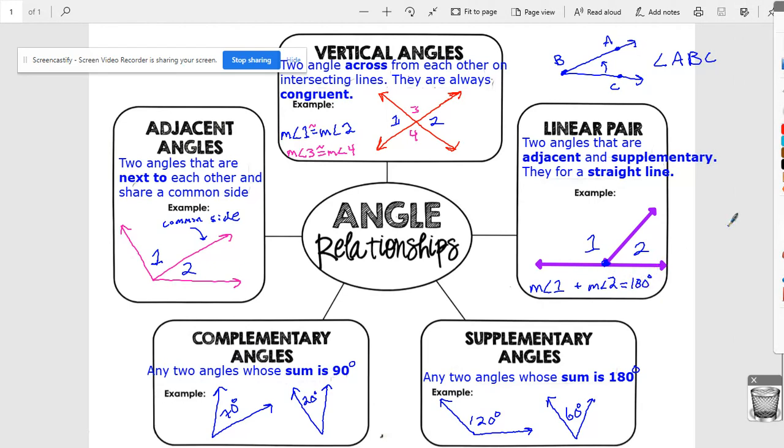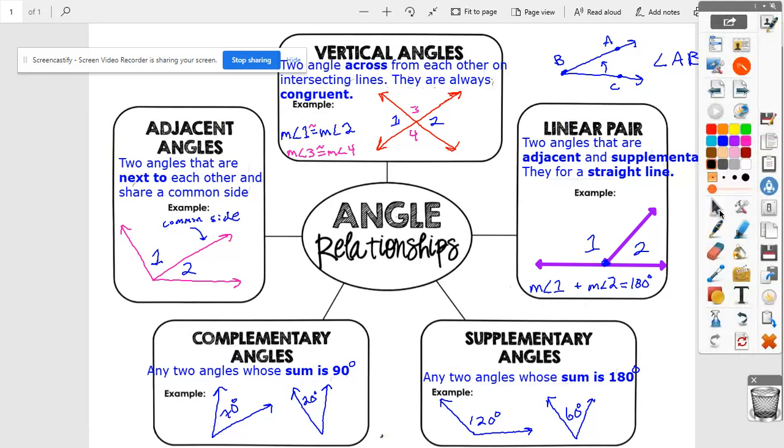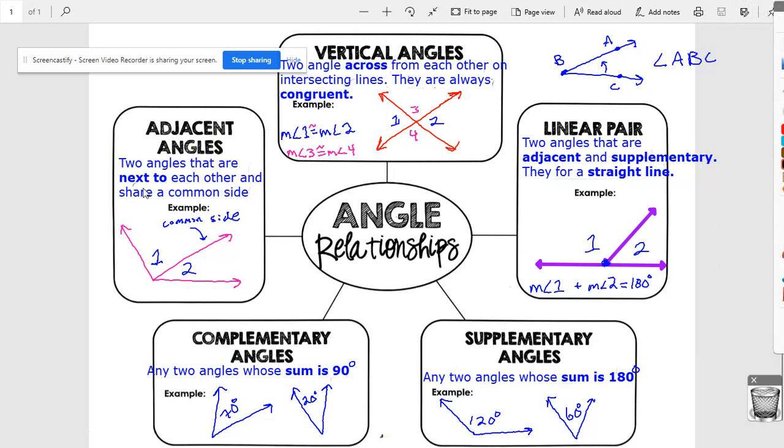So just to recap here, we've got 5 different angle relationships. Our vertical angles have to be across from each other and they're always congruent. We have adjacent angles sharing a common side, complementary 90, supplementary 180, and a linear pair that is adjacent and supplementary. Make sure you get these notes copied down.